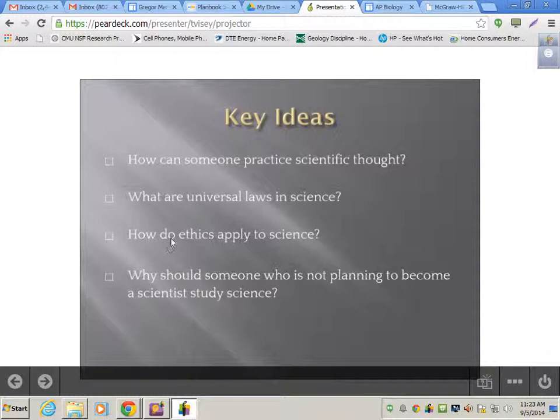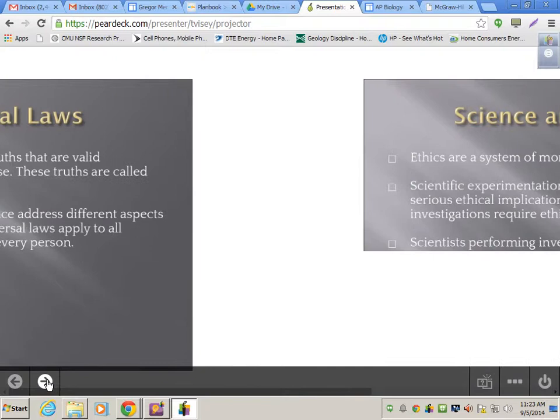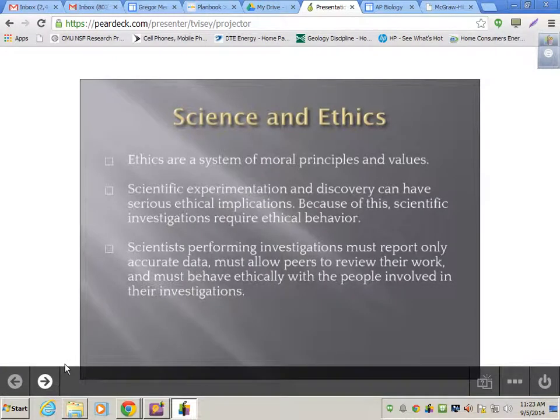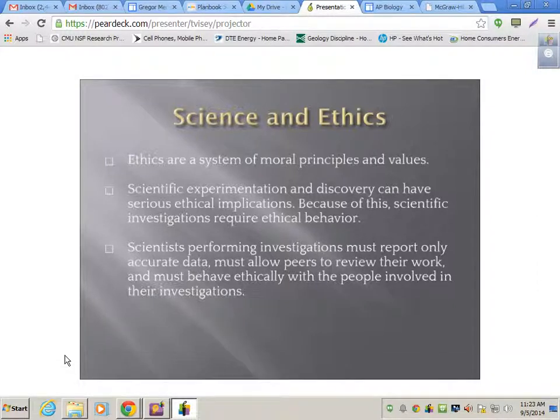All right. So yesterday we kind of left off on what? Ethics? Does that sound right? Did we get through ethics? No. Is this where we left off? All right, good. I thought so. So ethics are a system of moral principles and values. We all have principles and values.